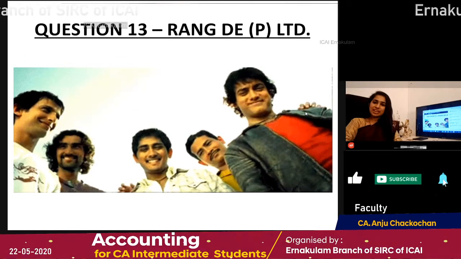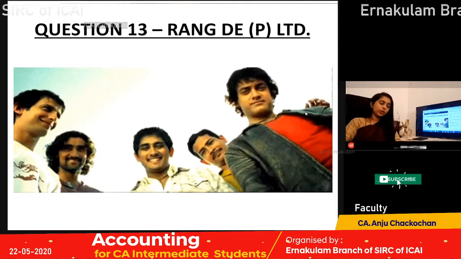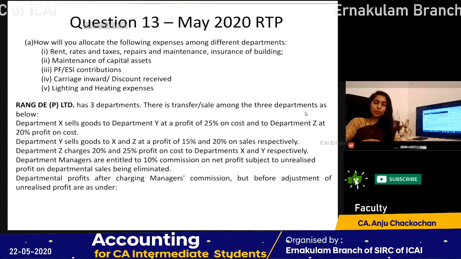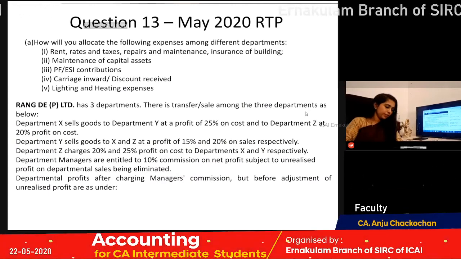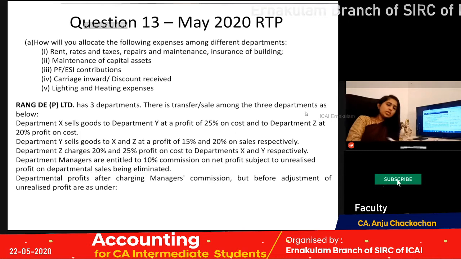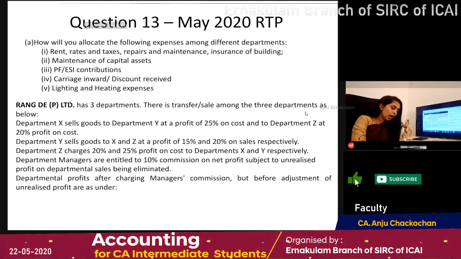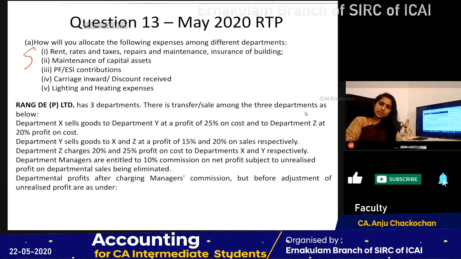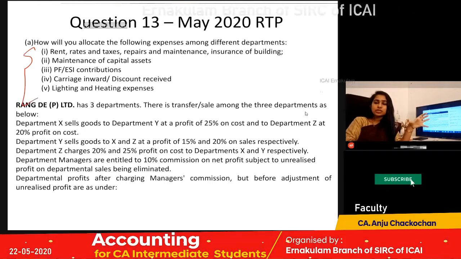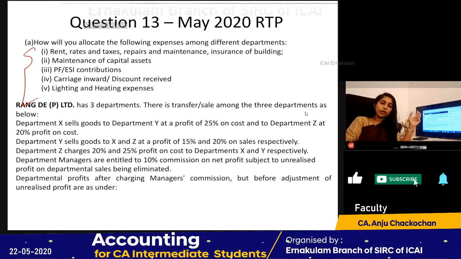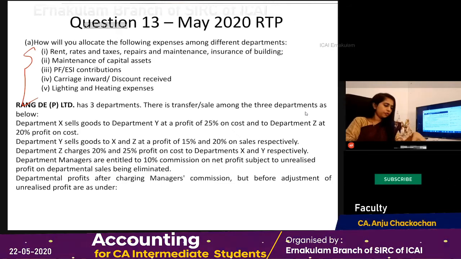Let's check the question now. So here we go. This is the May 2020 RTP, which is the latest attempt at RTP, for the exam which is yet to come. So the first one is a theory question: how do we allocate these 5 expenses? What is the common base, or rather in what proportion, can we allocate these expenses? So I want an answer from each and every one of you.